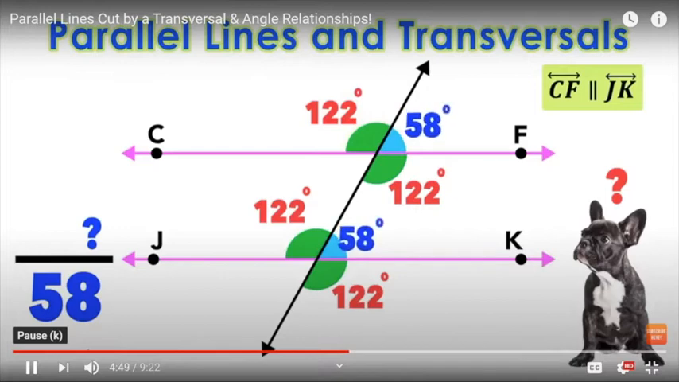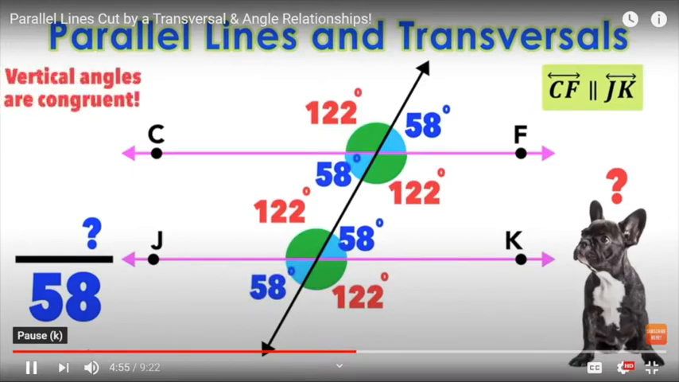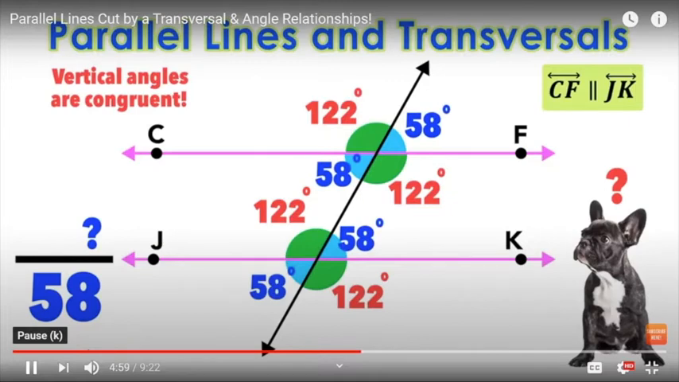So now I know that the supplement to 122 degrees is 58 degrees. And again, I know that all corresponding angles are congruent. And I also know that all vertical angles are congruent. So now I have enough information to fill in the measures of all the angles on the diagram.